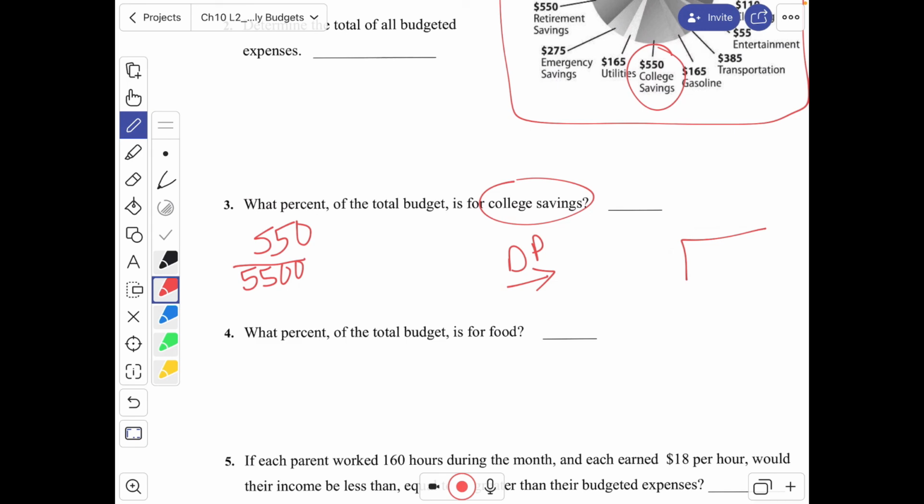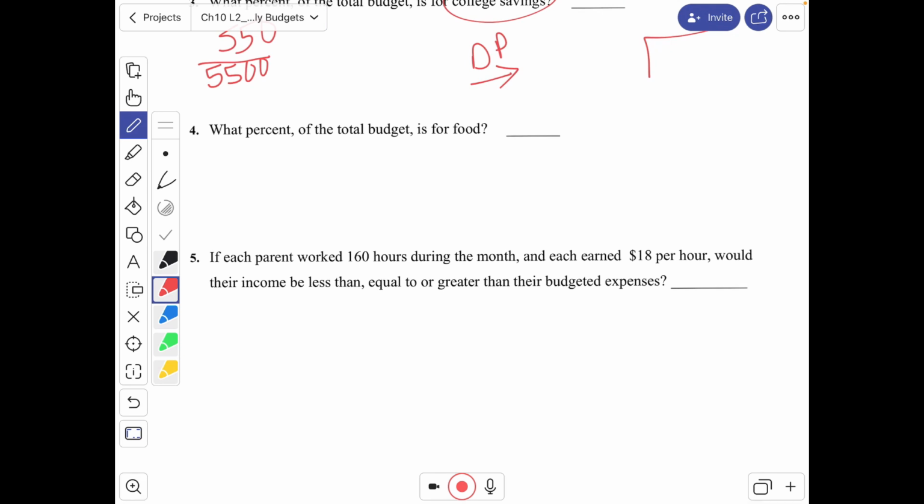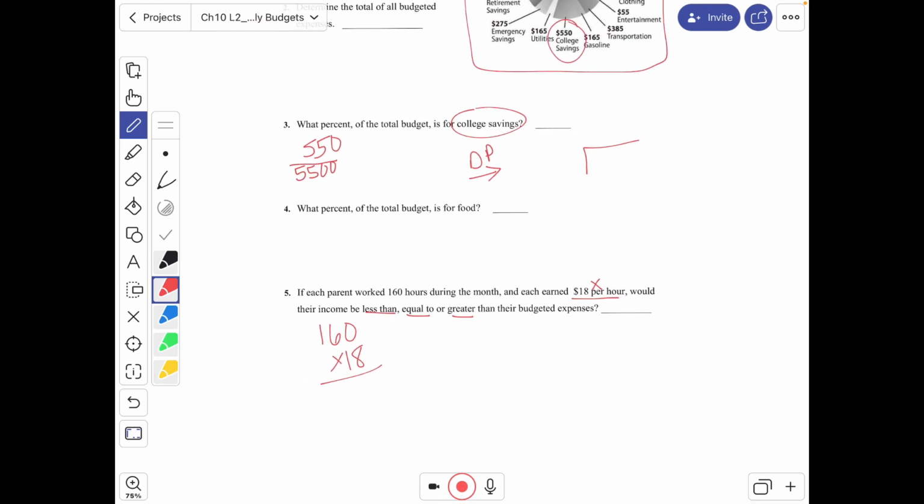And number 4 is very similar. What percent of the total budget is for food? And number 5, if each parent worked 160 hours during the month and each earned $18 per hour, would their income be less than, equal to, or greater than their budget expenses? So 160 hours per hour means times 18. When you multiply that out, is it less than, equal to, or greater than what we found as the total expense?